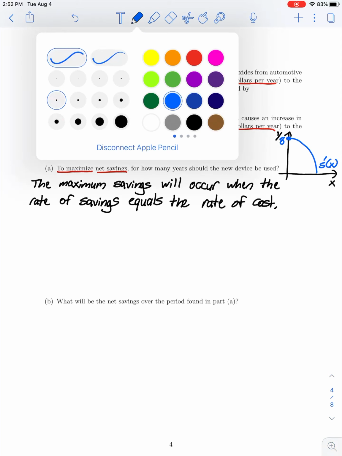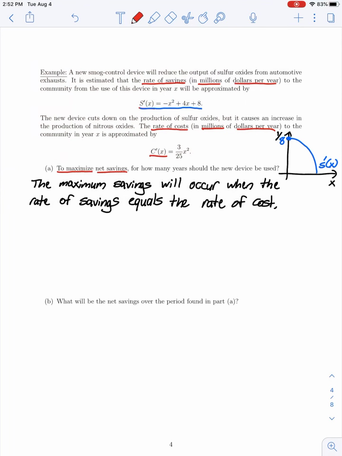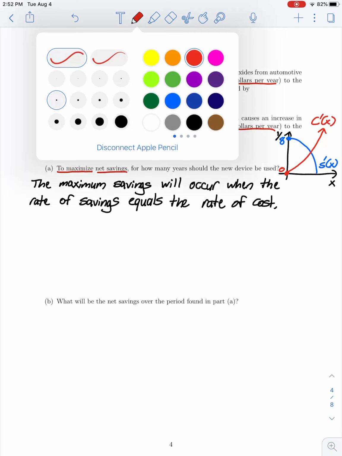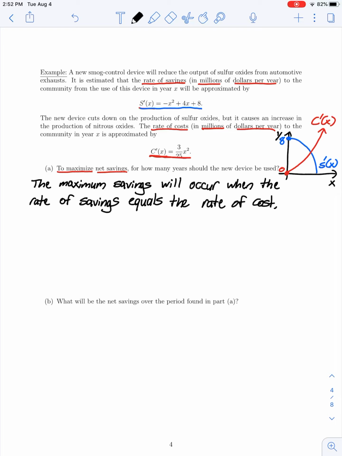Whereas our rate for costs, C prime of x, is 3 over 25 x squared, which is a parabola opening upward. When x is 0, y is 0, and then this parabola opens upward. So we see that the rate of savings would be greater than the rate of costs up until this point of intersection, when the costs start to exceed the rate of savings.